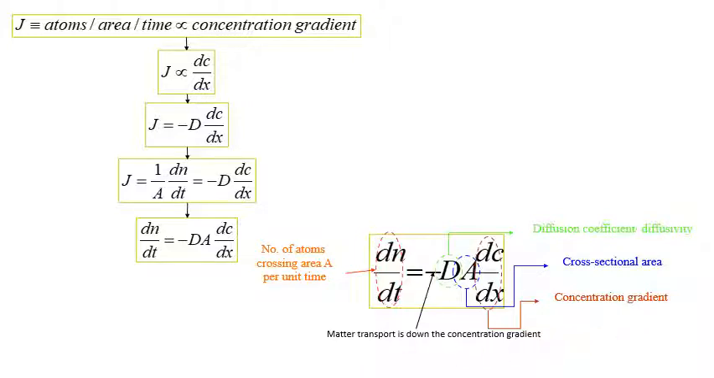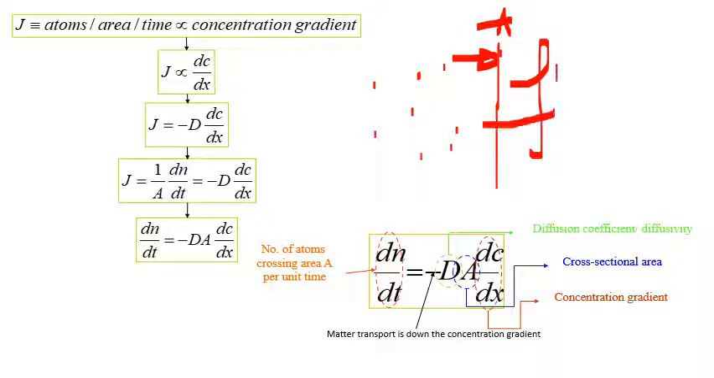Okay, so here also, the same thing we have seen: J will be equal to atoms crossing a unit area in a unit time. If I take this as the area, and here we have atoms, these atoms are going to cross this area in a unit time t. So that is J, that is what we call flux. Flux is the number of atoms crossing a unit area in a unit time.